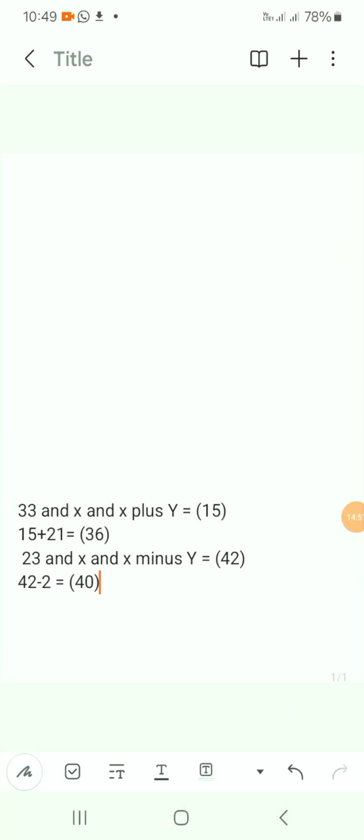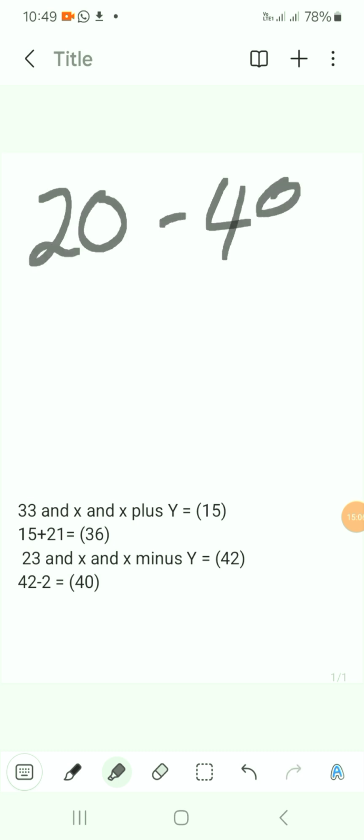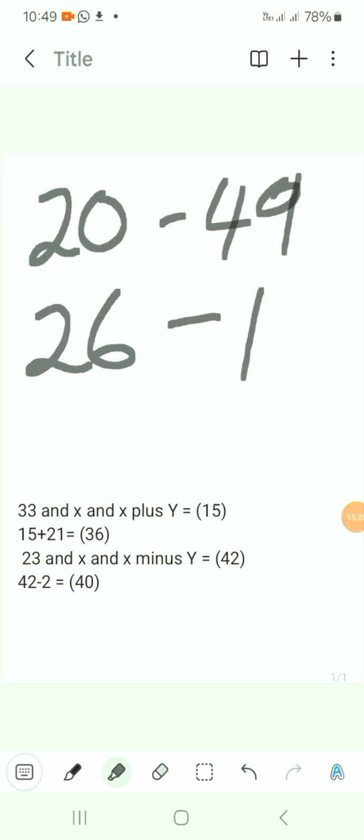On tea time, it was 20 and 49. On 20, it was 26, and on 49, it was 17.